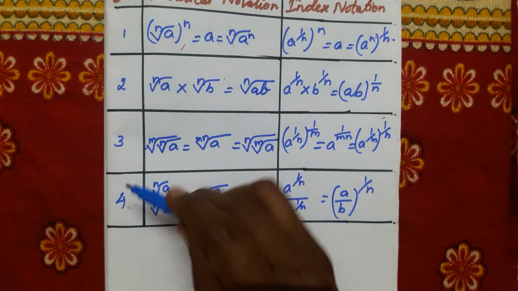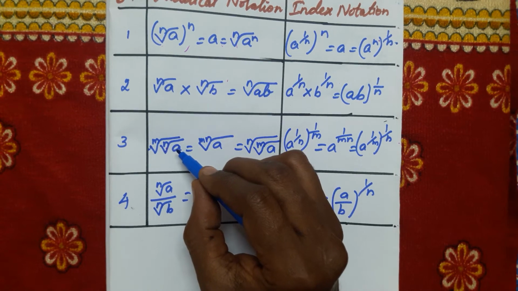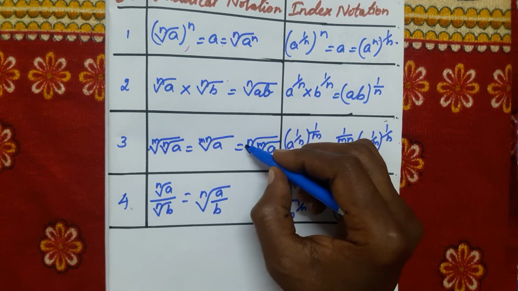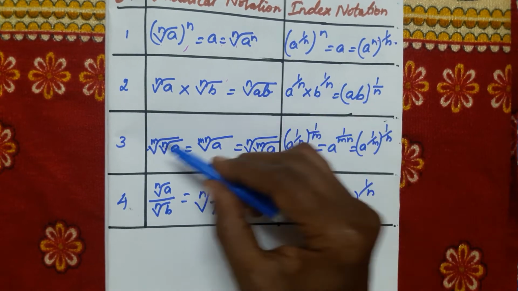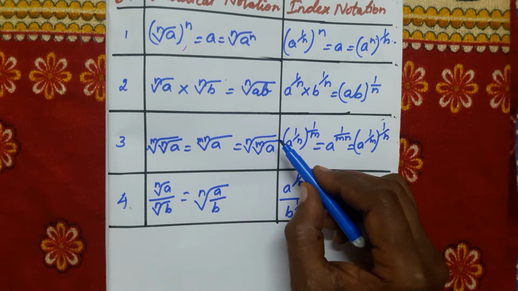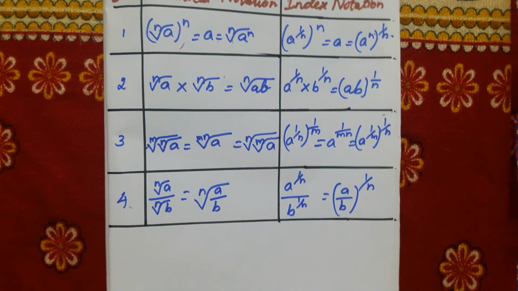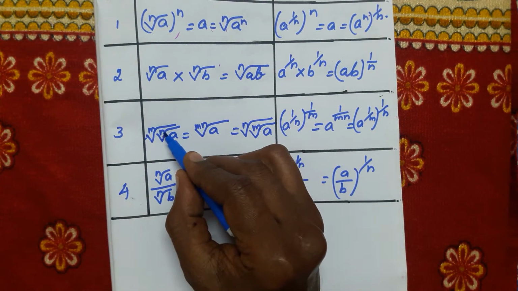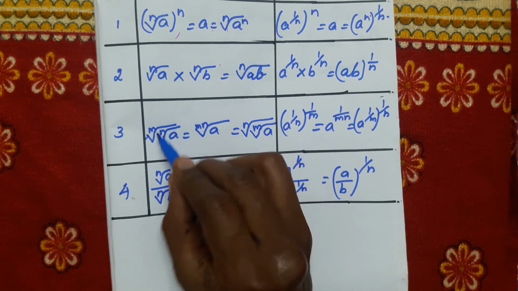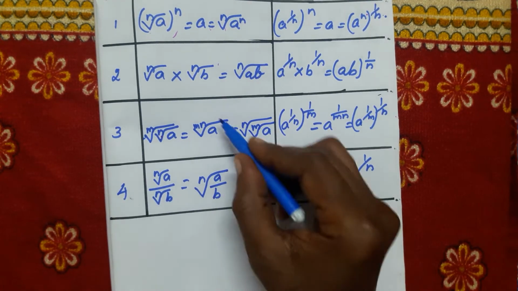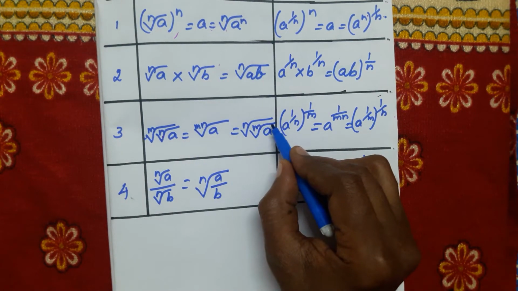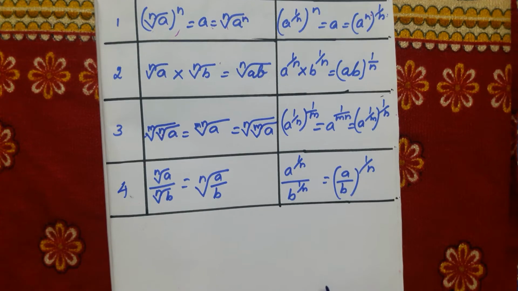Next, nth root of mth root of a. Here, nth root of mth root of a is equal to mnth root of a. How can we write in index notation? A power 1 by m, the whole power 1 by n, is equal to a power 1 by mn, is equal to a power 1 by n, the whole power 1 by m.